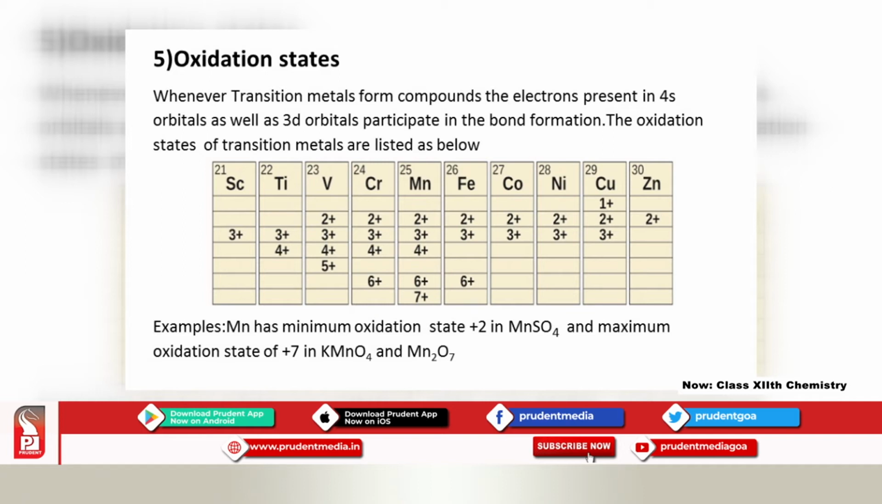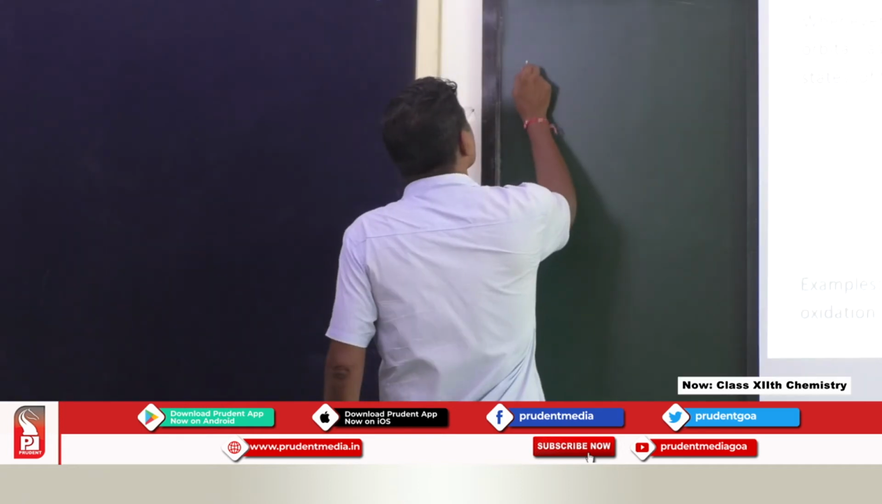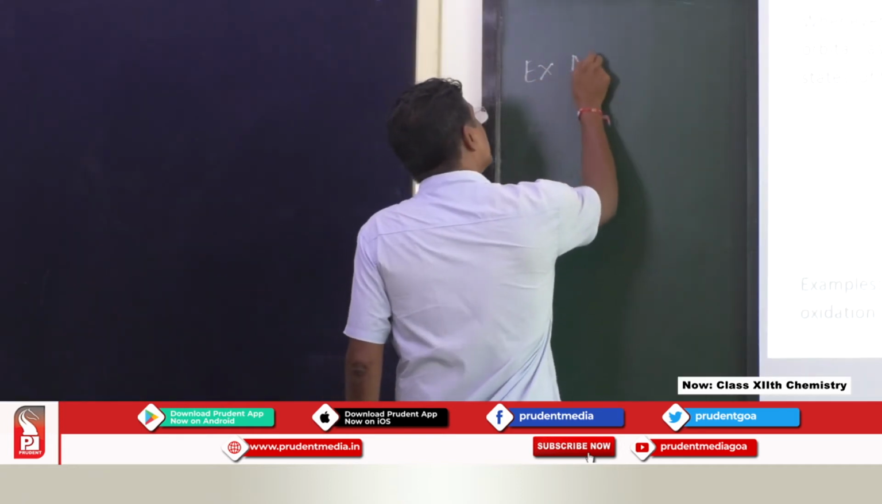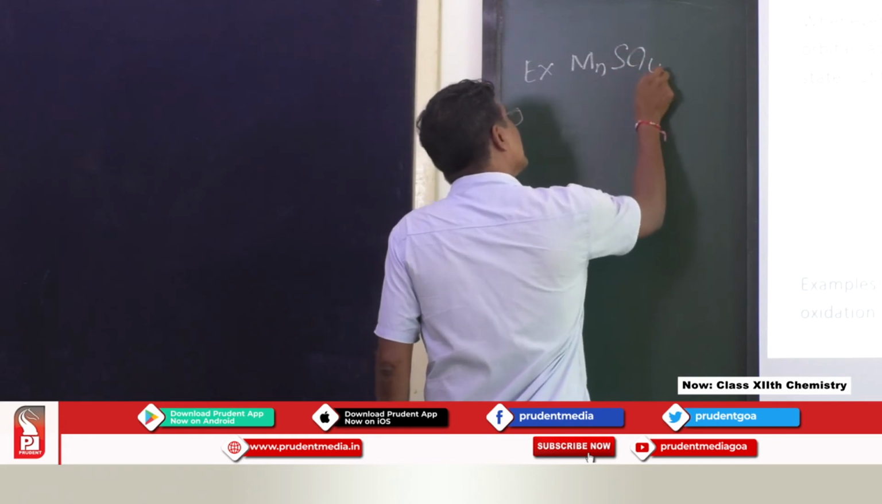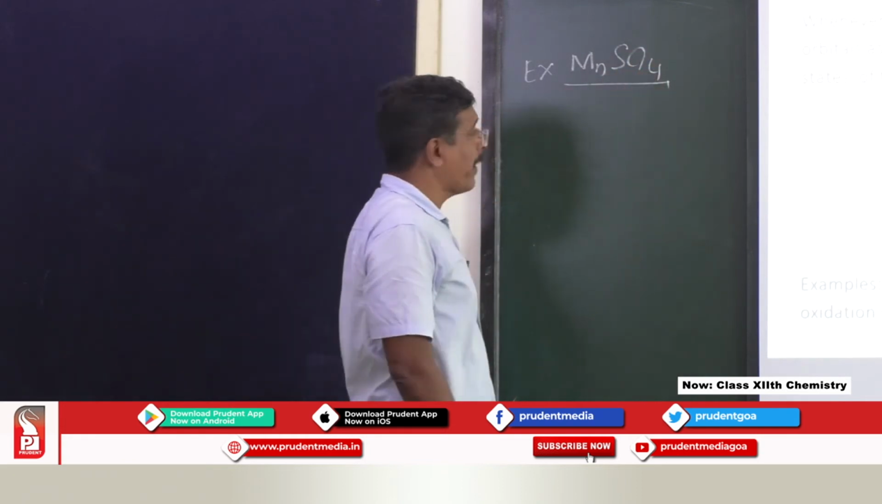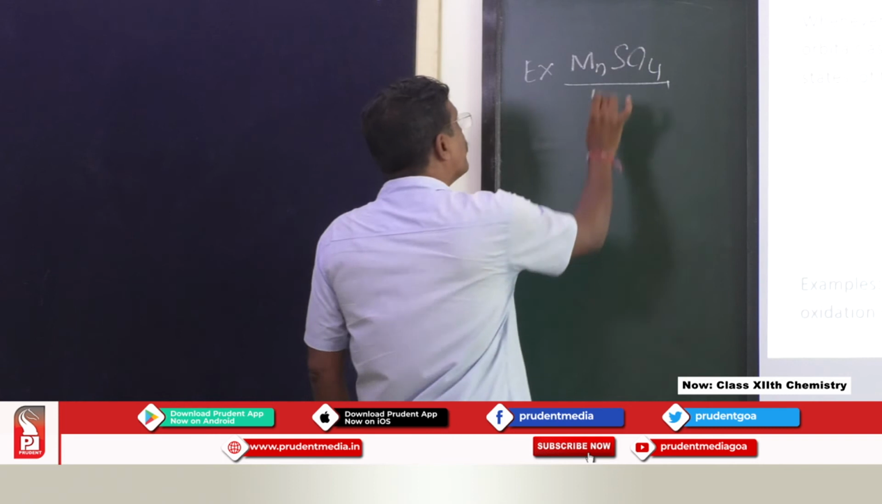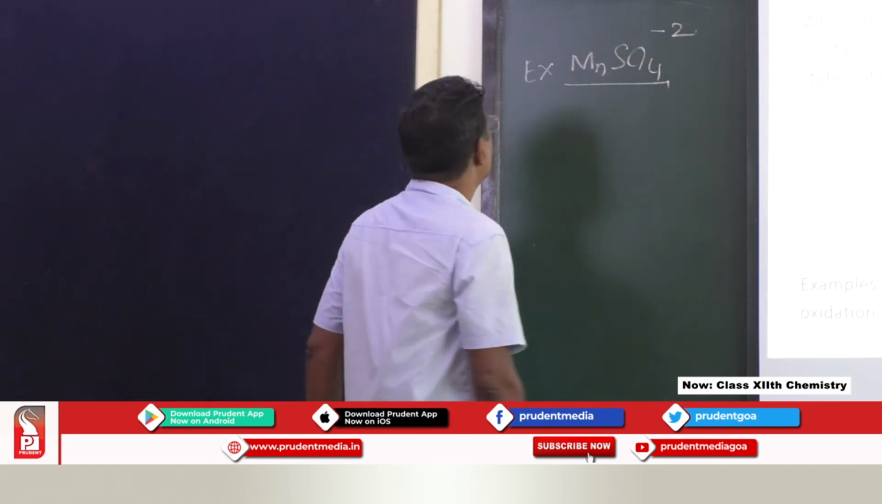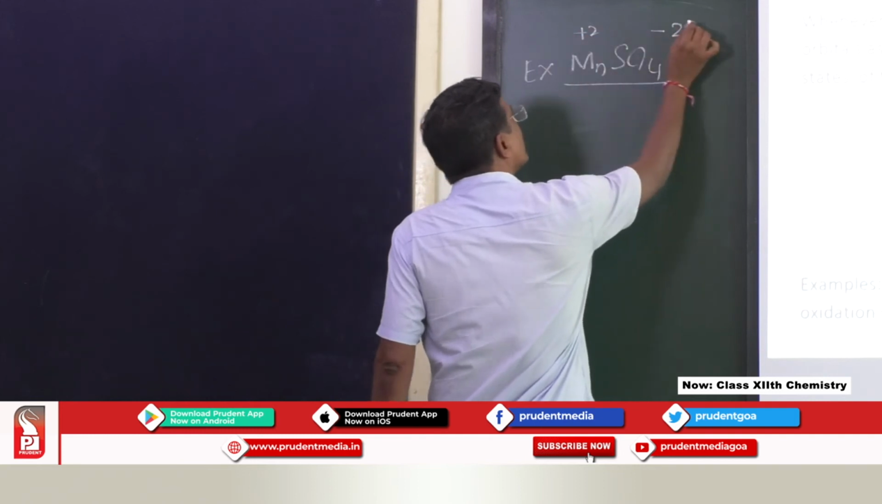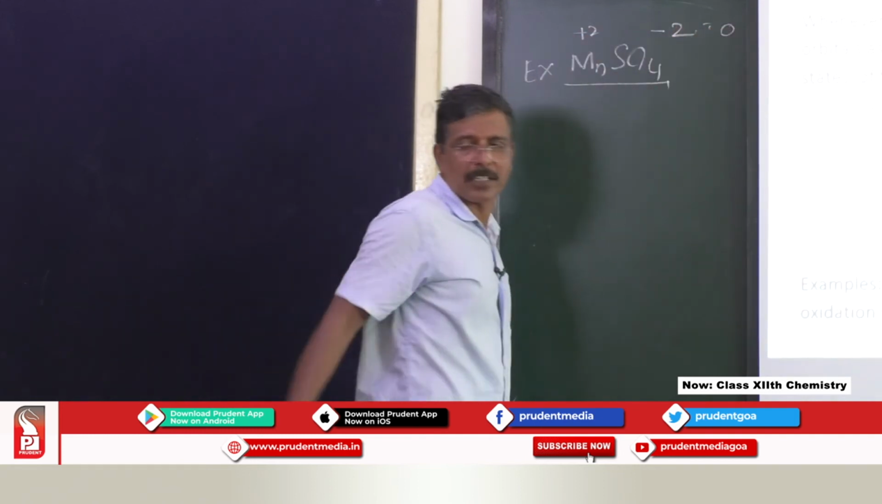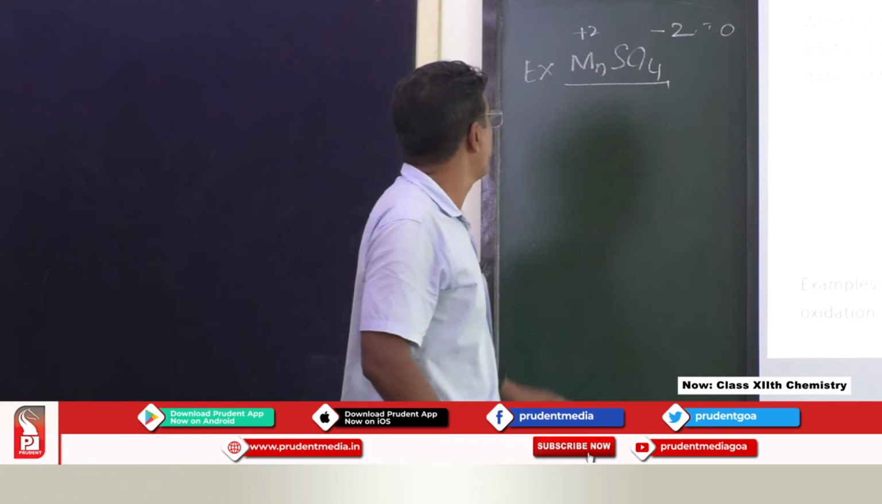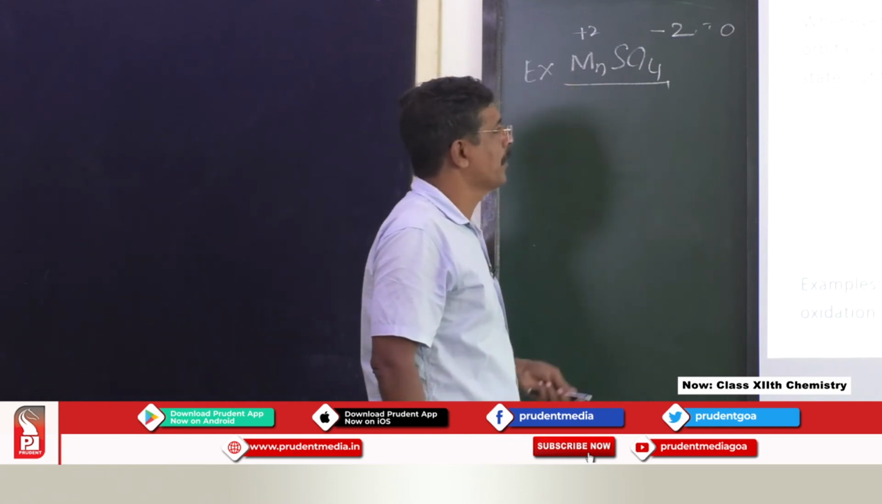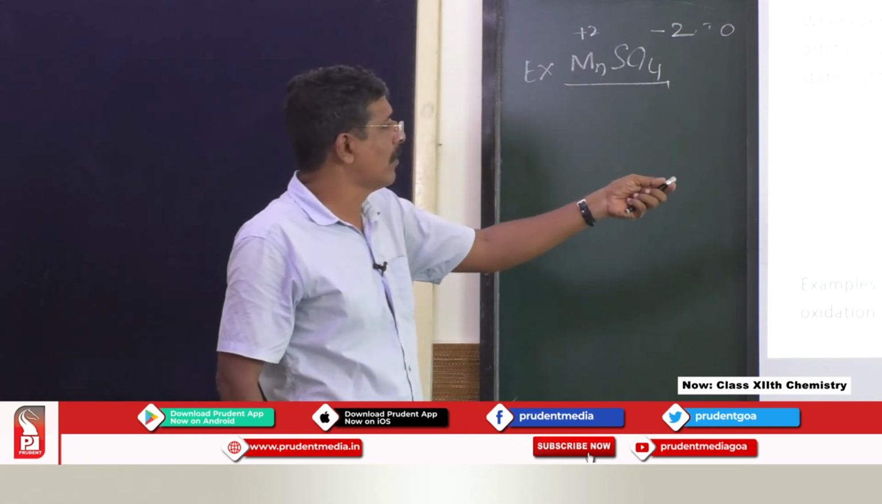Let us see. I will take an example, MnSO4, manganese sulfate. In manganese sulfate, we know the sulfate charge is -2, okay? So Mn must be +2, so the total must be 0. We know that all compounds are electrically neutral. So Mn is showing the +2 state here, which is the minimum oxidation state in the case of manganese.